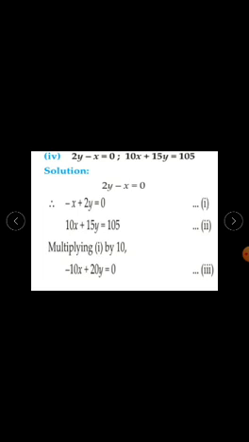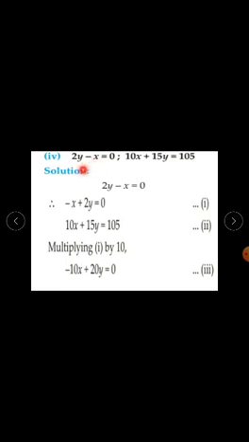Now, fourth sub question. 2y minus x equal to 0. The first equation is 2y minus x equal to 0, and the second equation is 10x plus 15y equal to 105. So, solution. In the first equation, it is given 2y minus x.